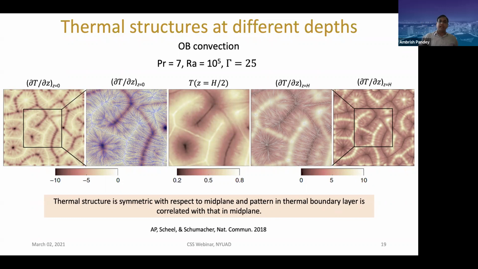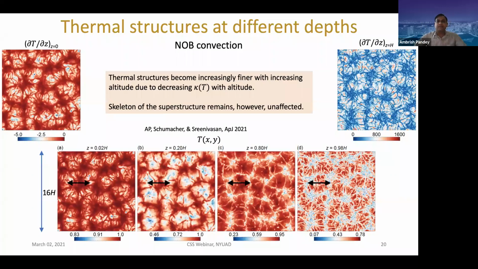And if we now look at the temperature field in the NOB case, non-Boussinesq convection, here I'm showing you the temperature field at different altitudes. For instance, temperature close to the bottom plate, then at 20% height, then 80% height, and 98%. You can see that I have indicated the wavelength of the pattern, or pattern scale, by this arrow. This pattern scale does not change, but we have finer and finer granules on top of this coarse temperature field, or on the skeleton.